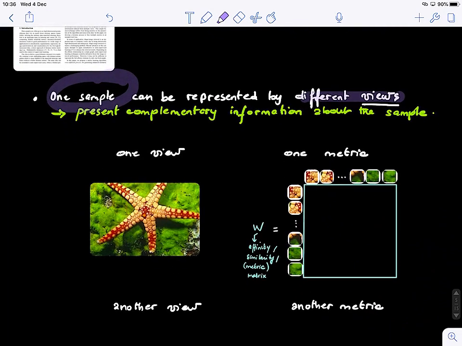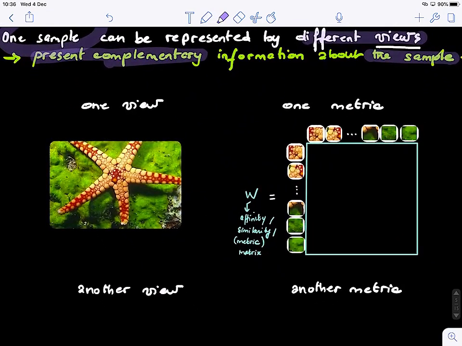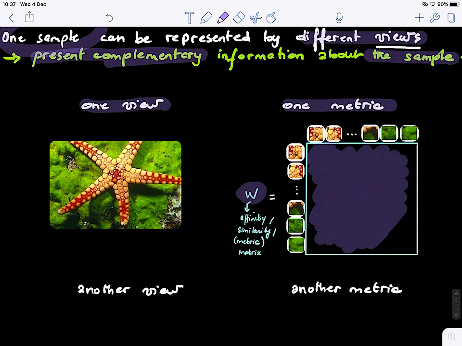So these views present complementary information about the sample. So for example, let's say here we have this image, and one view in this image is the raw colored image that we see here. So this is one view of the image that we will use, and then we will define the similarity matrix W. So this is actually one metric. We define a similarity measure. We build our graph adjacency matrix W from this single view.